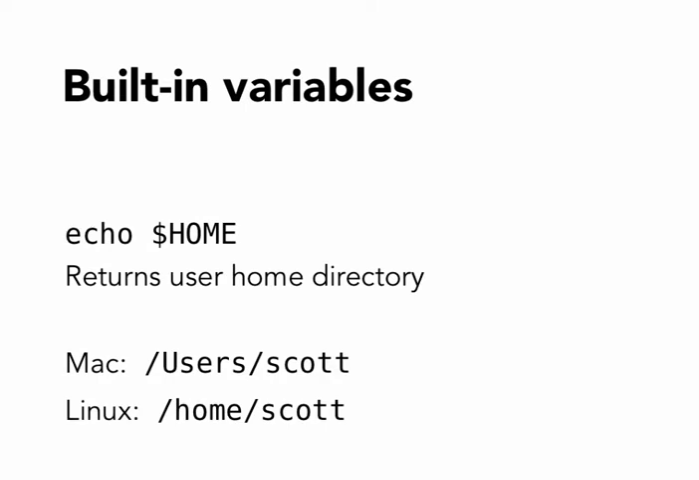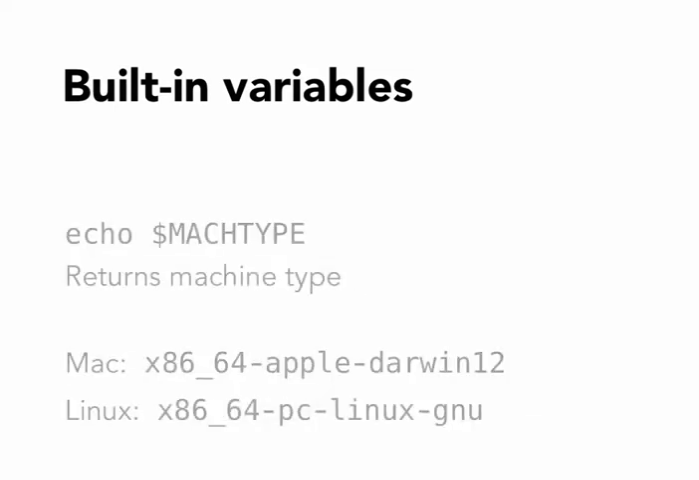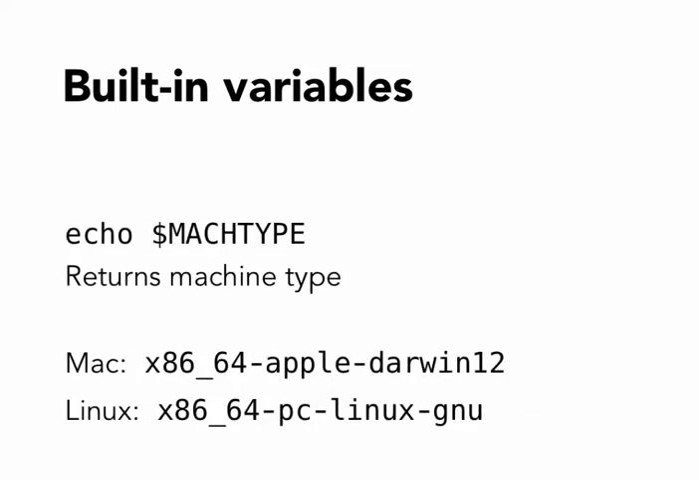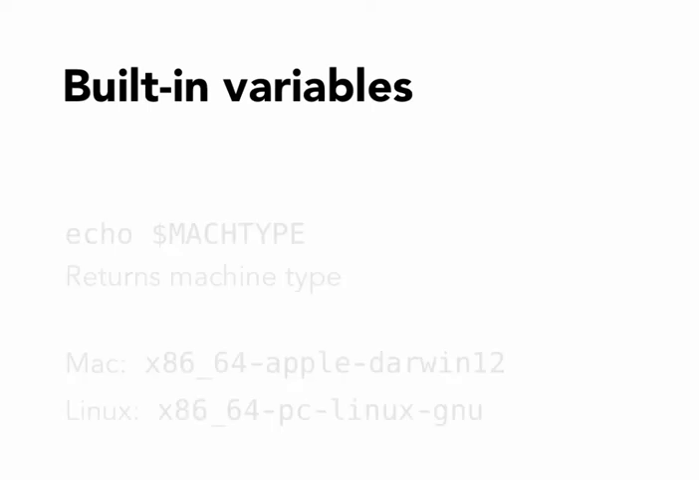There are some special variables to be aware of too. I've listed a few of them here with the output from both my Mac and my Linux machine. There's HOME, which returns the user's home directory, PWD, which returns the current directory, just like the lowercase pwd command does at the bash command line, MACHTYPE, which returns the machine type, which could come in handy for determining file locations if you're writing a script to work on different platforms.